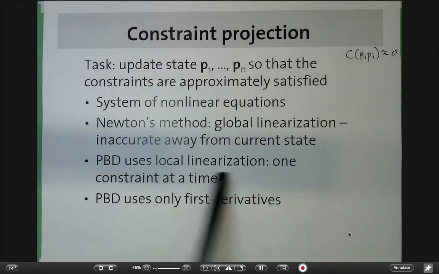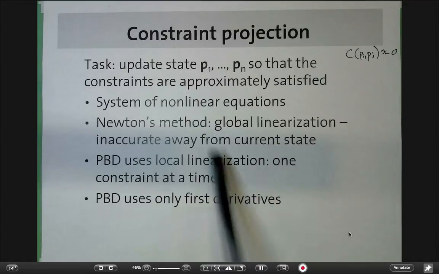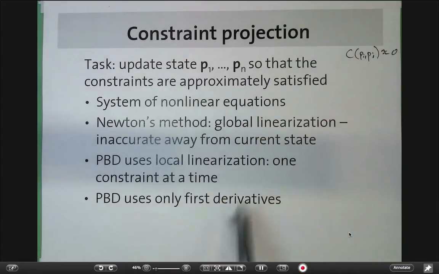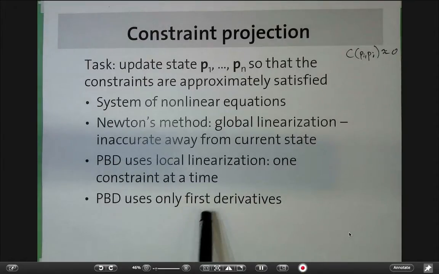So what it does instead is it linearizes the constraints one by one. So one constraint is linearized, projected, and the state is updated, and then I move on to another constraint. And I again project it, like make it better satisfied, update the state, and move to another constraint. I think that's also the reason why PBD gets away only with first derivatives, so you don't need second order derivatives, you don't have to worry about any Hessians, which is another very, very nice thing. Like, you know now that computing Hessian is not always fun. So it's better to deal just with gradients, and that's what you do in PBD.